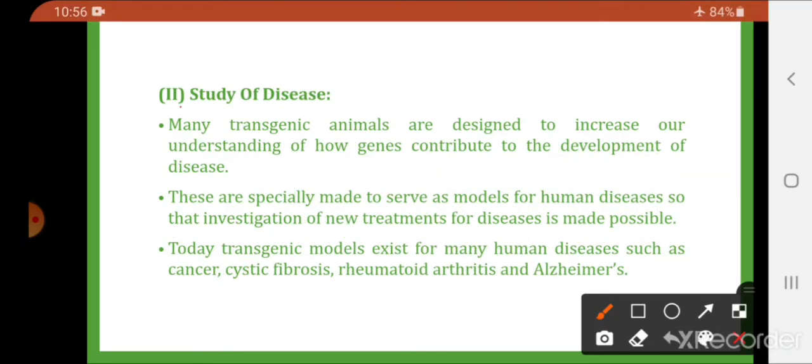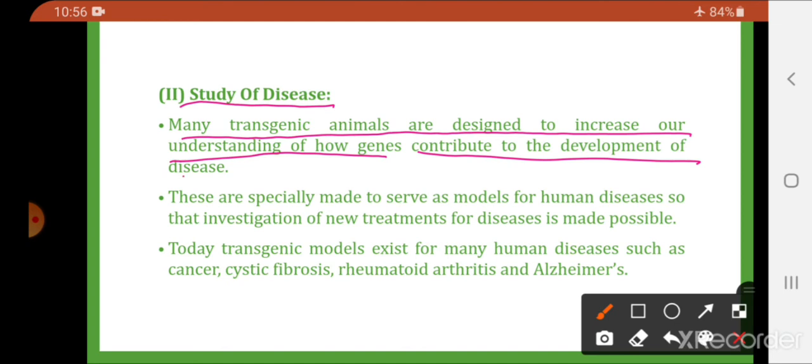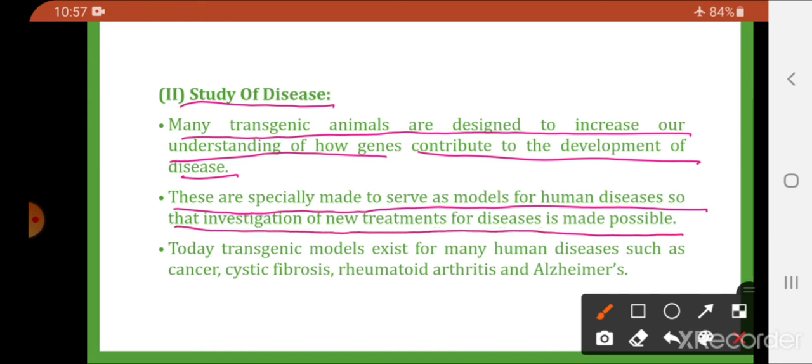The next one is the study of the disease. Many transgenic animals are designed to increase our understanding of how genes contribute to the development of disease. So transgenic animals are also designed to understand how genes are responsible for the development of certain diseases. These are specially made to serve as models for human diseases so that investigations of new treatment for the disease is made possible. क्यों ये transgenic animals बनाते हैं? To study the disease. The reason is these animals they serve as the model for human disease.